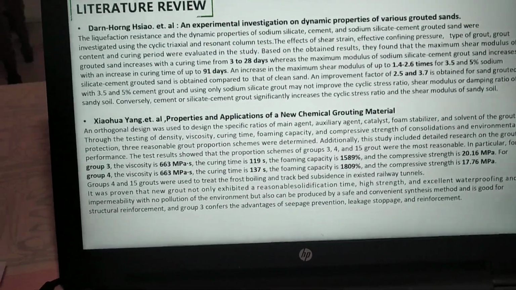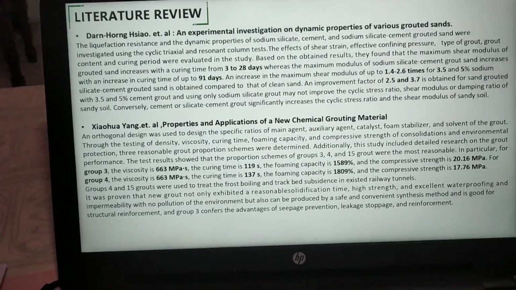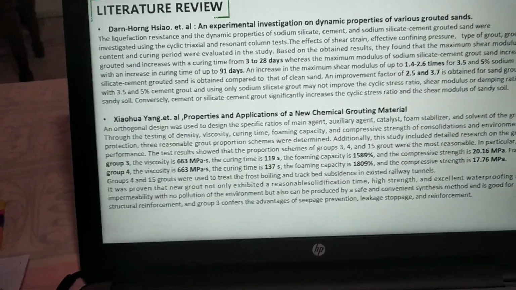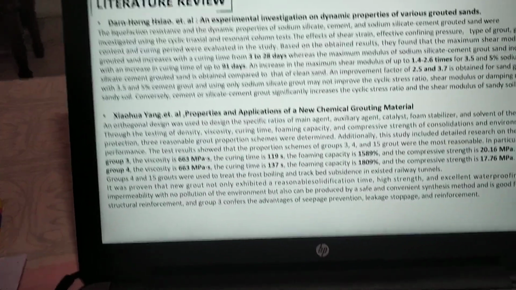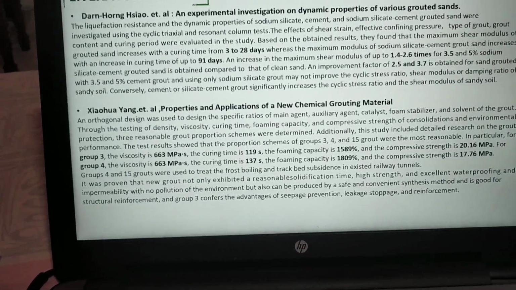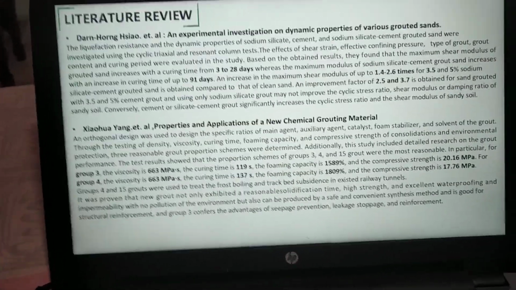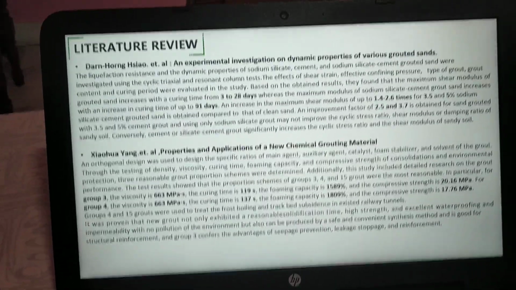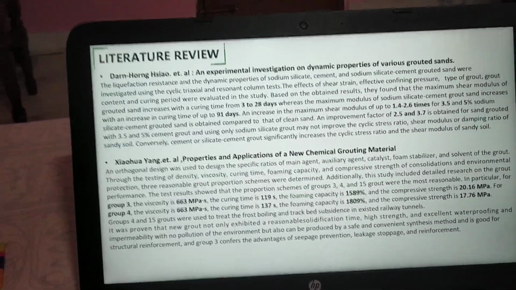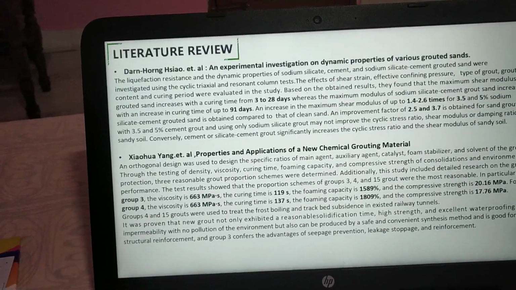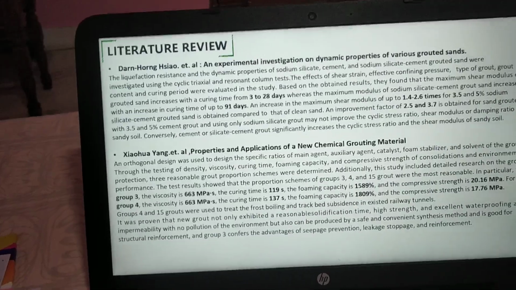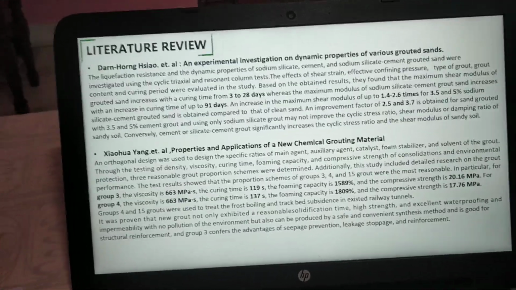So the first paper that I studied for carrying out my project was the experimental investigation on the dynamic properties of the various grouted sand done by Dan Hong Hasio and other researchers. In this, they basically determined the effects of the shear strain and the confining pressure on the basis of the type of the grout that is used and the curing time of the grout that has been used.